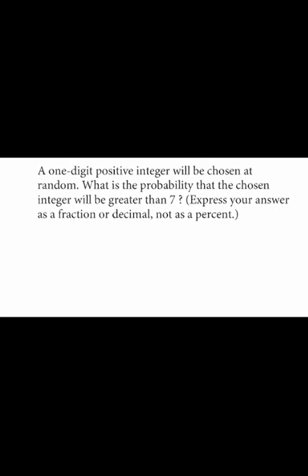Okay, so for question 32, in this case, a one-digit positive integer will be chosen at random. So in that case, it has to be positive and it has to be an integer. So that leaves us 1 to 9. Okay, and then it says, what is the probability that the chosen integer will be greater than 7?